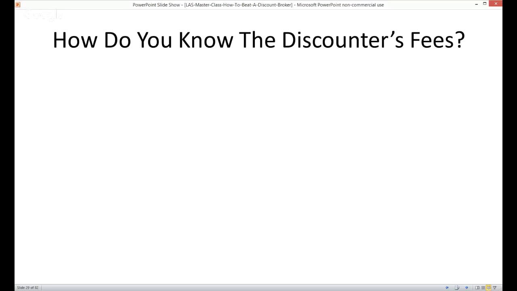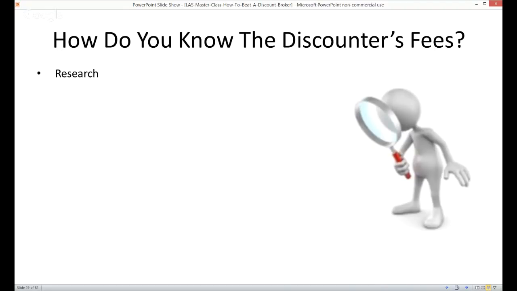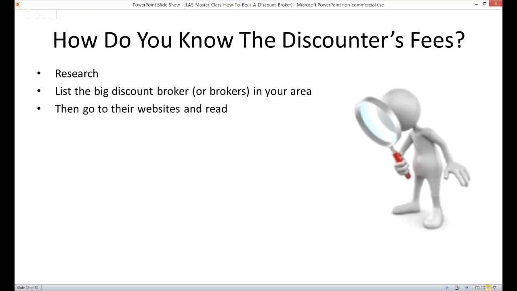So how do you find out what the discount fees are? Well, you're going to do some research, and you want to list out the big discount brokers in your area. Is there just one that you keep bumping into? Are there 3 of them? There's not going to be that many. Just find the few that you either keep bumping into or the biggest in your market. Then you want to go to their website and do a little research. You want to do some reading.